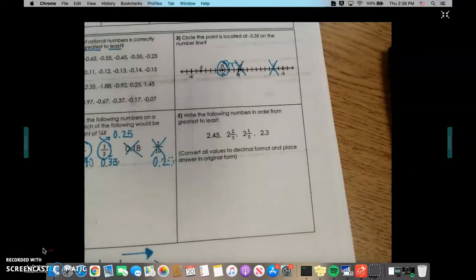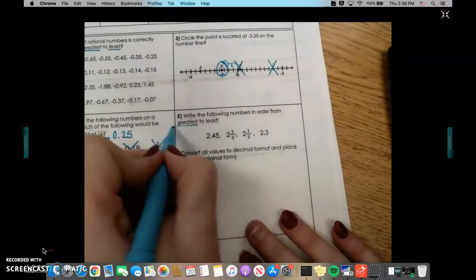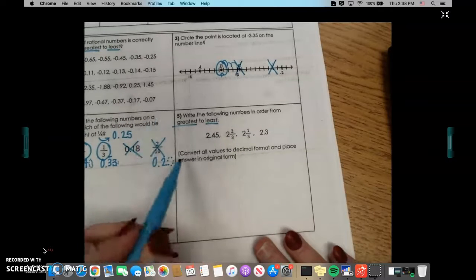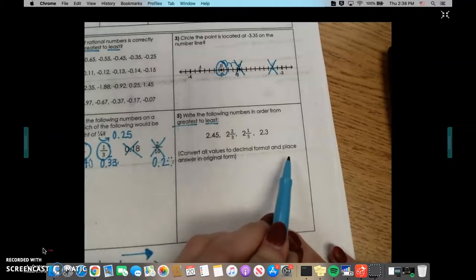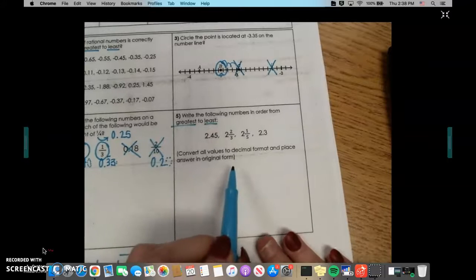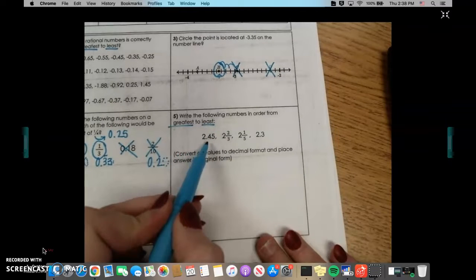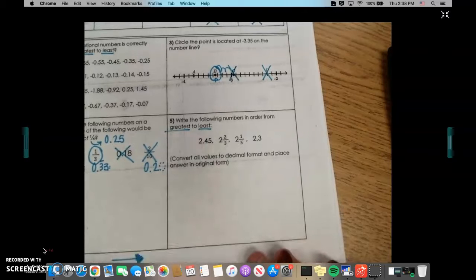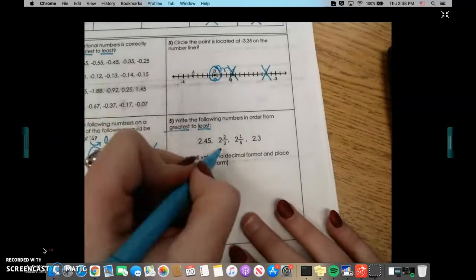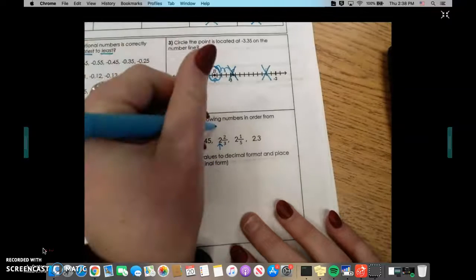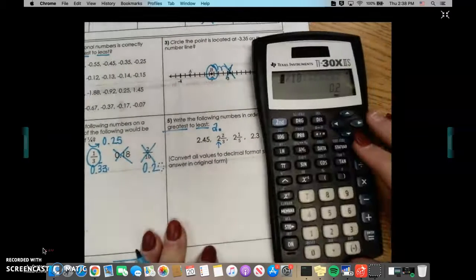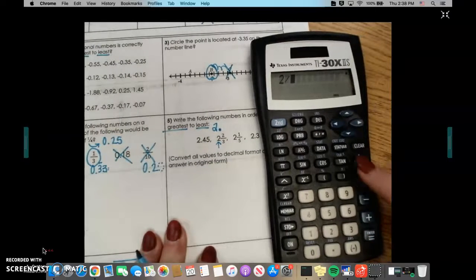Number 5, write the following numbers in order from greatest to least. Okay, it says convert all the values to decimal format and place the answer in original form. So for the first one, it's already in decimal format. We're good there. This is the next one we need to look at, 2 and 2/3. We know if a number is in front of the fraction that that's the whole number that goes in front of the decimal. And then we need to take our calculator and divide that fraction, 2 divided by 3.